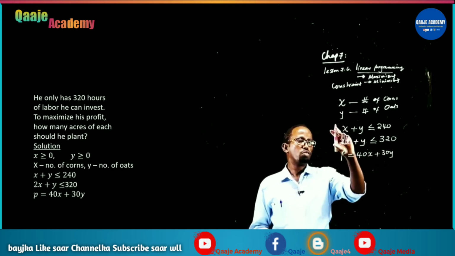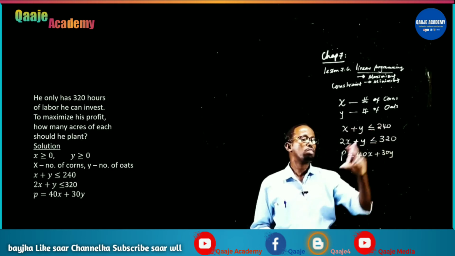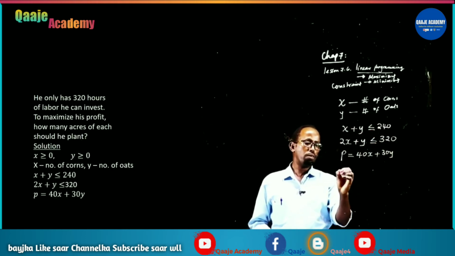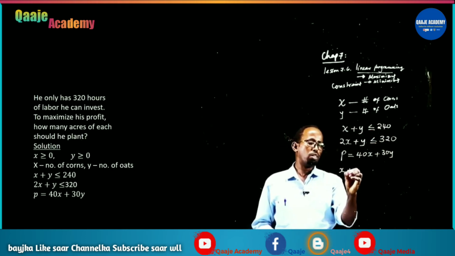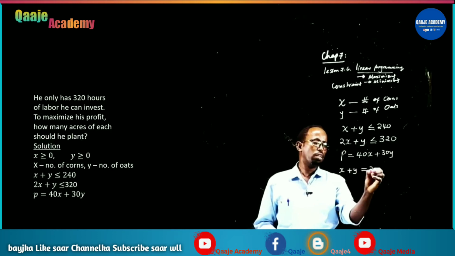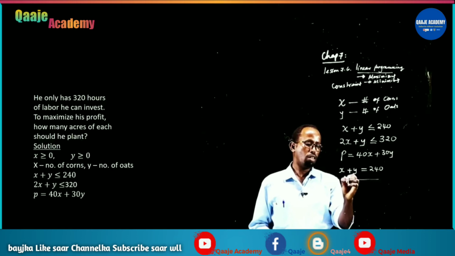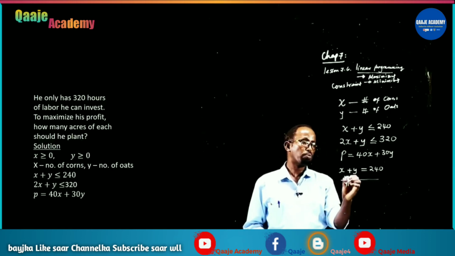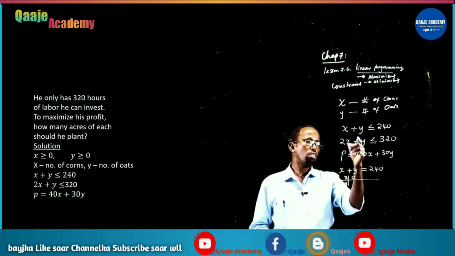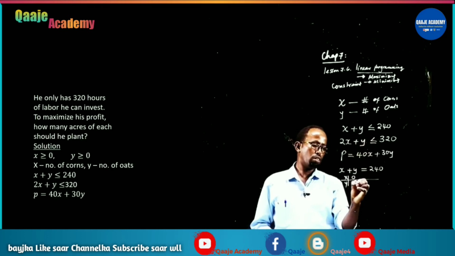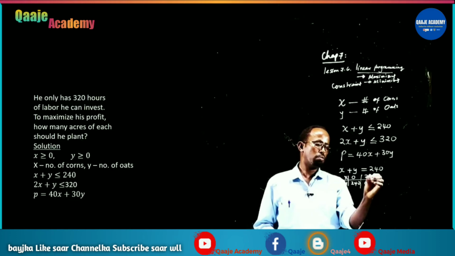So we need to first of all draw these ones. I'll start with the first one. x plus y is equal to 240. So just come up with a table of values. When x is 0, y is 240. And when y is 0, x is 240.